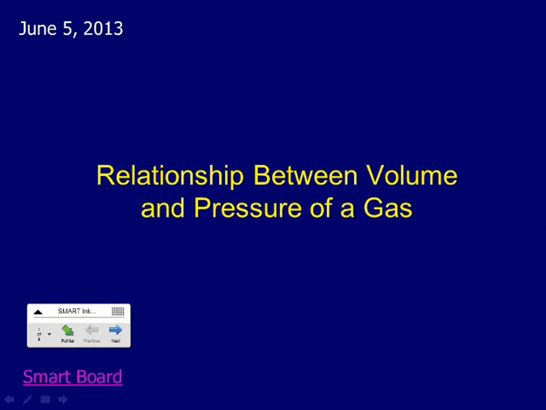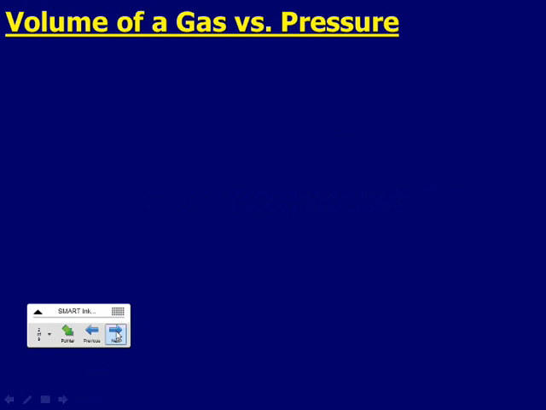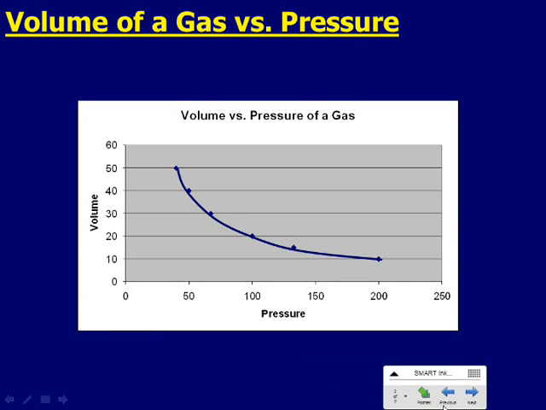The relationship between the volume and pressure of a gas. We got that title down? Excellent. And you don't have to draw this or write this. Don't write anything. This is just showing what you obtained, all right?